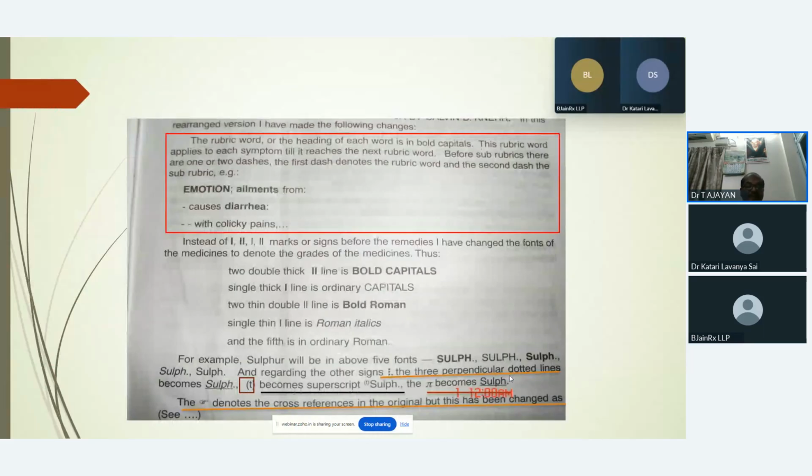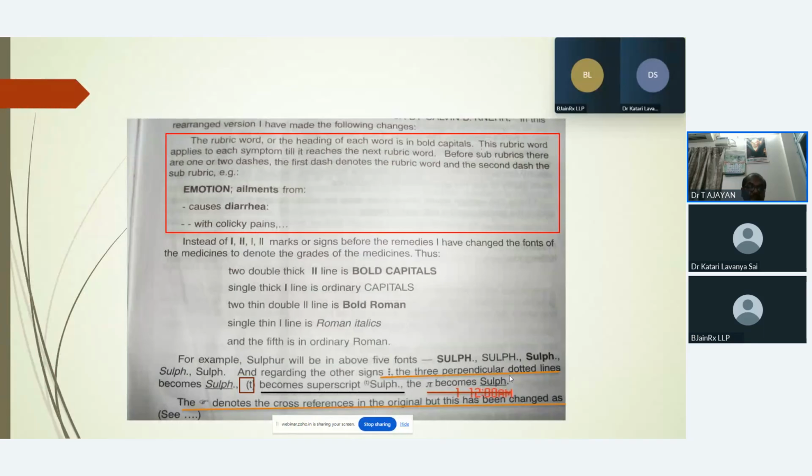But at the same time, in the reversed edition, in Sivaramakrishnan's textbook, this is converted: the double thick line is converted into bold capital, the single thick line into ordinary capital letters. The double thin line is converted into bold Roman, the single thin line into Roman italics. Then the fifth one is the ordinary Roman. These are the typographic markings.